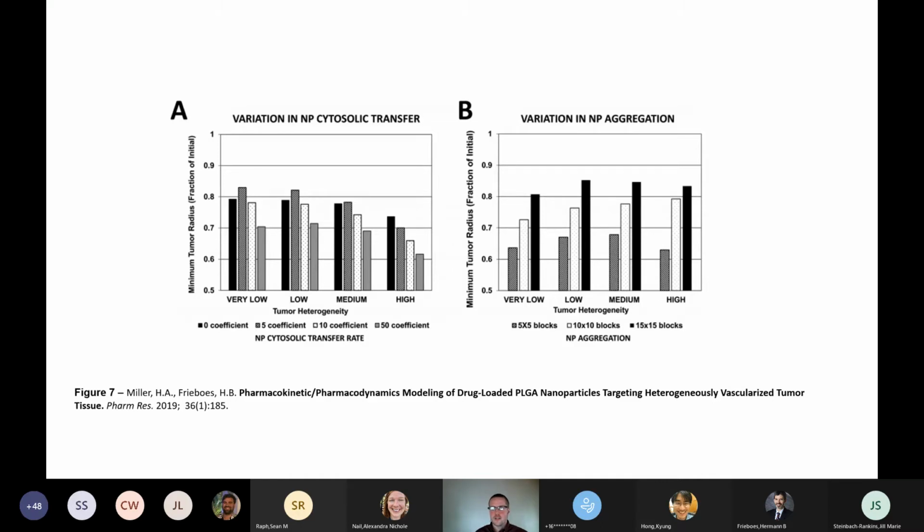Minimal nanoparticle aggregation generally increased drug effectiveness across all levels of heterogeneity, while maximum aggregation generally decreased drug effectiveness across all levels of heterogeneity.